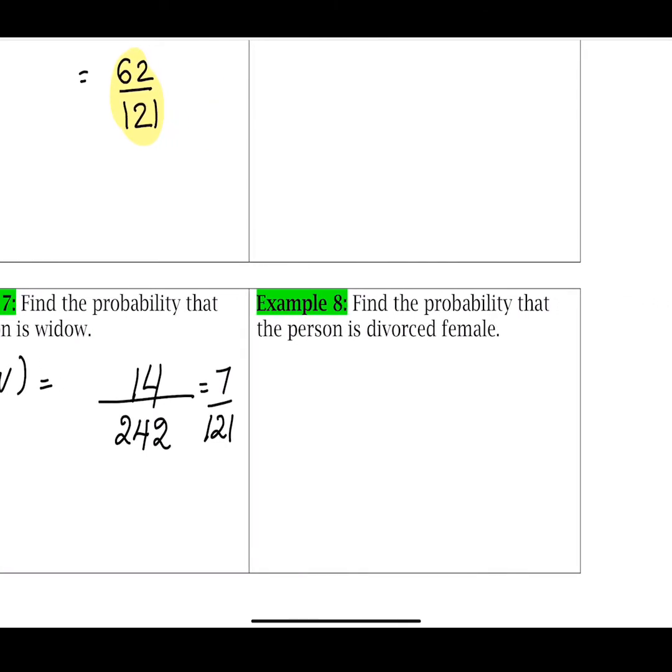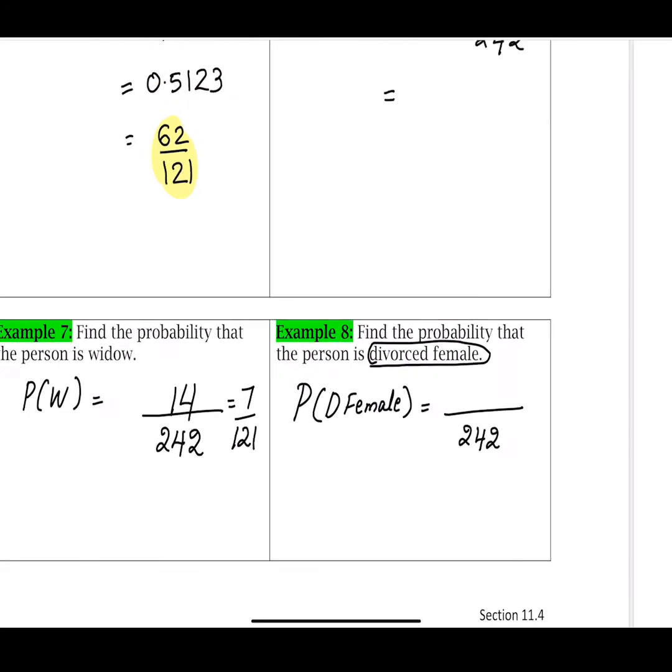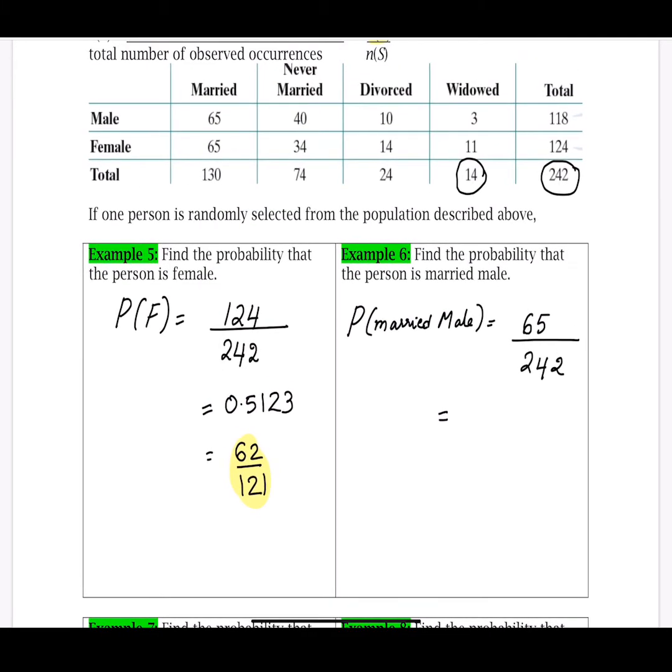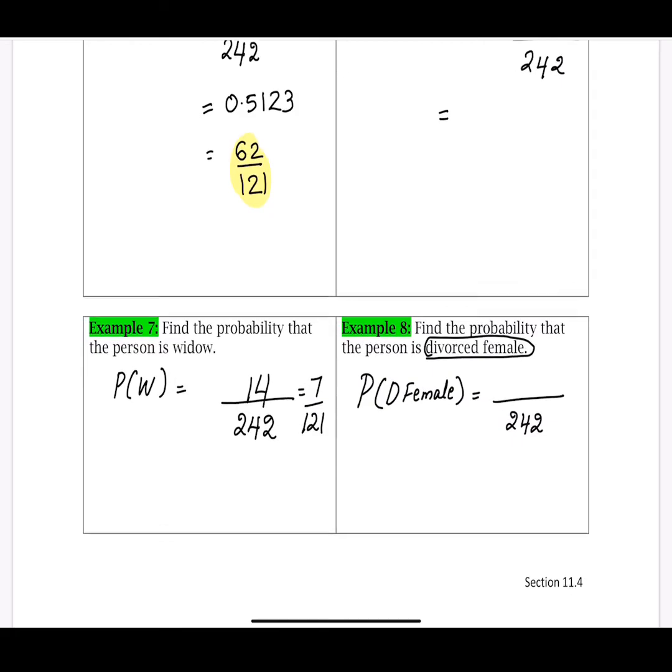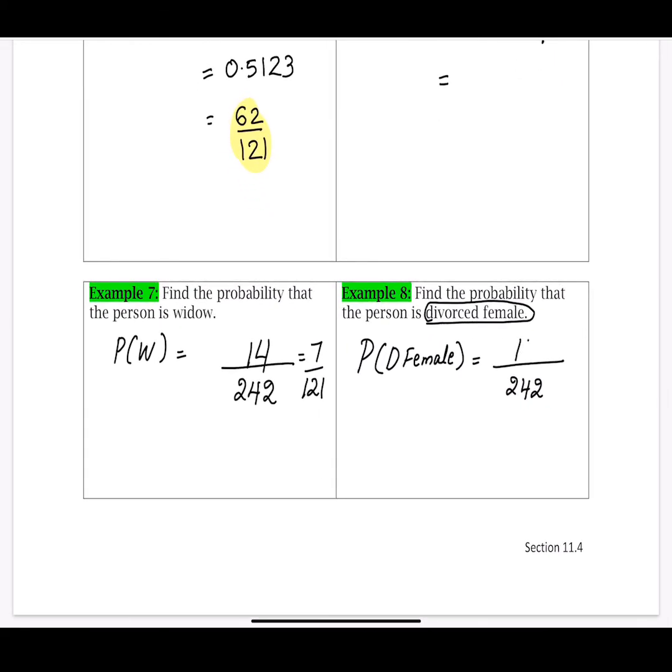Find the probability the person is a divorced female. Now I have a condition, divorced female. So probability, divorced female. I'm just going to put a D there. What is my sample size? Out of 242. That's not going to change. Let me go back to the table and see how many divorced females do I have. So do you see that? I have 14 divorced females. I'm going to go back. 14 over 242, which is again 7 over 121.